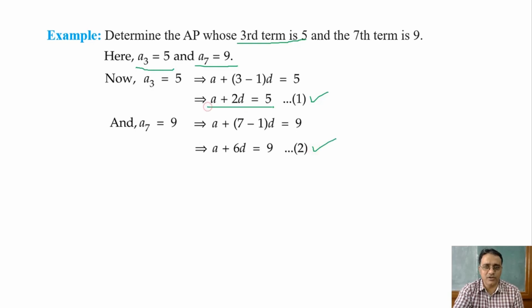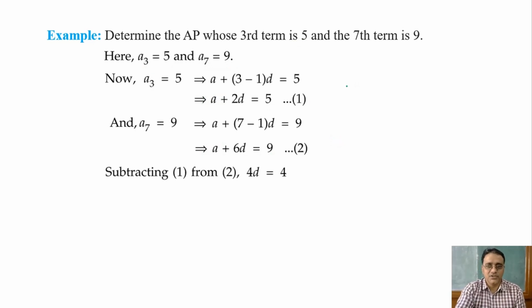Now we have to solve these two. So is any coefficient the same? Yes, sir, a. And the signs of both are the same. So what are we going to do, addition or subtraction? Subtraction. Right, we have to do the subtraction. So subtracting 1 from 2, the signs will change. Minus, minus, minus. So this a will be cancelled.